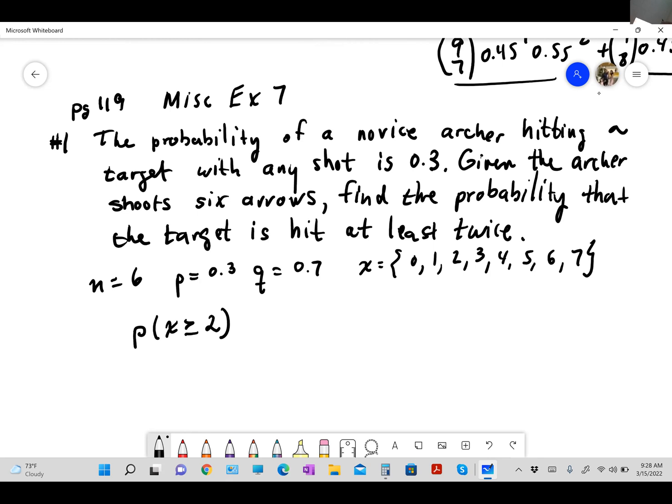So probability of at least 2 is going to be equal to probability of 2 plus a probability of 3 plus a probability of 4 plus a probability of 5 plus a probability of 6 plus a probability of 7. Now, if you're not clever, you go ahead and do the problem that way. But we know you guys are clever.